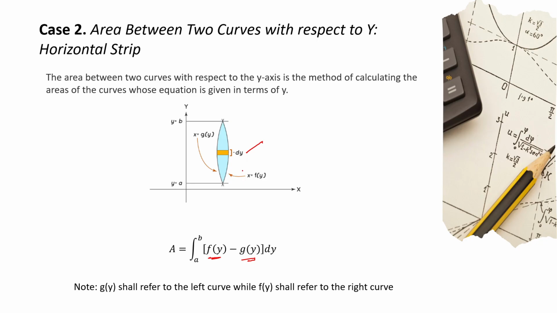g of y shall refer to the left curve, and f of y to the right curve. Right minus the left. So g of y is the left curve here, and our f of y is this one. Therefore, this is how to compute the area: area is equal to the integral of the right curve minus the left curve. So our right curve is f of y minus the left curve.